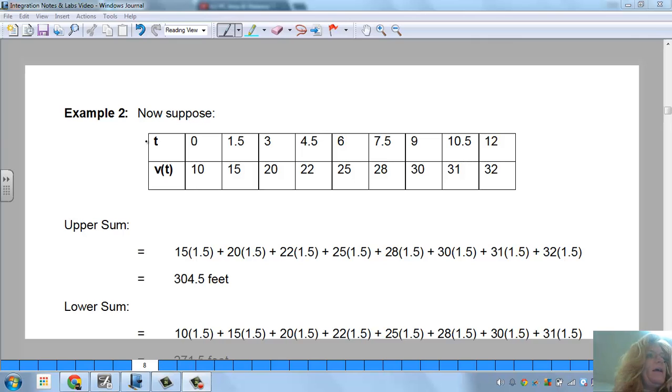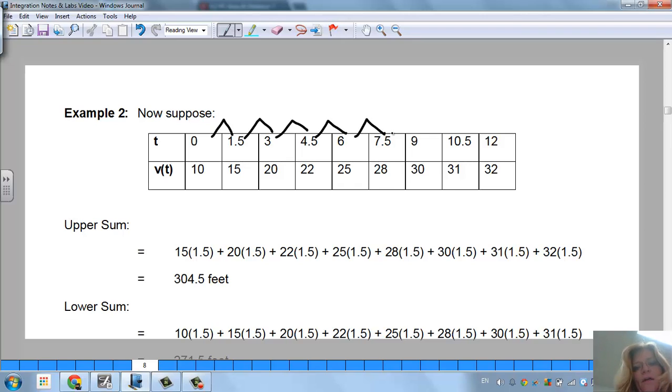All right, we're back on area and distance traveled. Here's our second example. And our second example is very similar to the first one in that someone is taking measurements of time, and the intervals now, instead of 3 seconds, are 1.5 seconds apart.